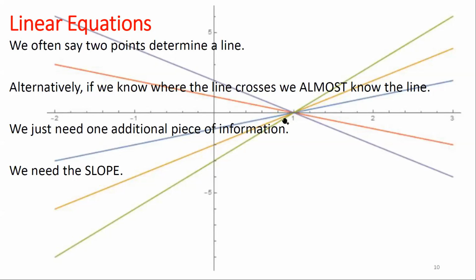So as I mentioned a little while ago, 2 points determine a line. If we know where a line crosses, that's almost knowing the line. It's not surprising that this shouldn't be the same, because with 2 points, we had 2 pieces of information. Here, we just have 1 piece of information. So we need 1 more bit of data, and that extra data is the slope.